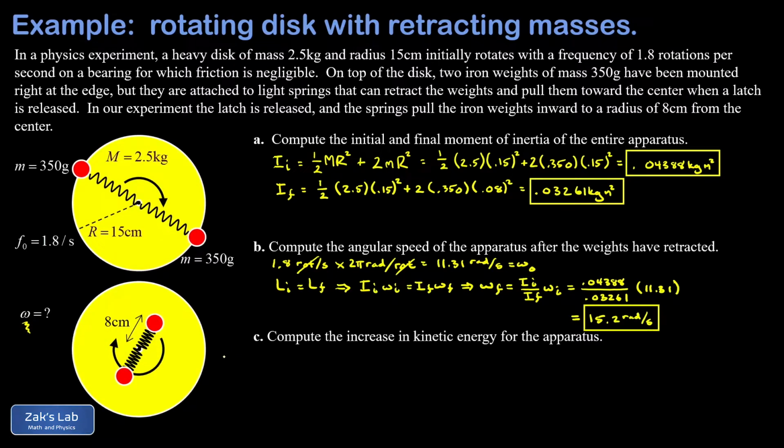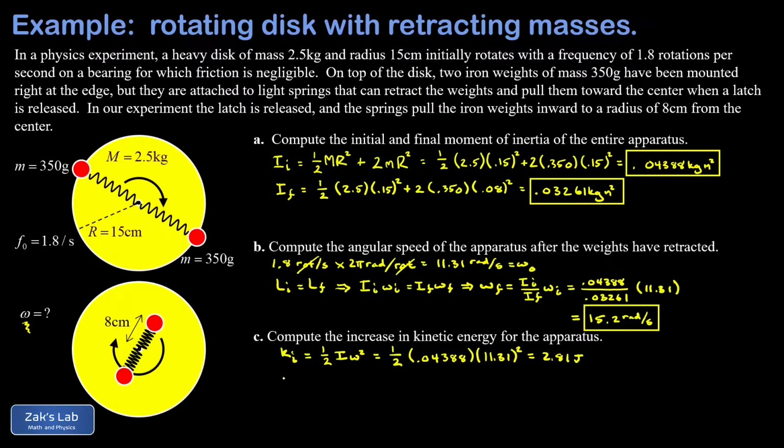Now, one interesting thing about this process is that we know angular momentum must be conserved, but after we run the numbers and get the final angular velocity on the system, we're going to find that the final energy is greater than the initial energy. And that's what we address in part C. We're asked to compute the increase in kinetic energy. So I need to look at K initial. That's 1/2 I omega squared. And we just plug the numbers in. We already have the total moment of inertia. And we have the initial angular velocity. That was 11.31 radians per second. And when we run the numbers on this, we get 2.81 joules.